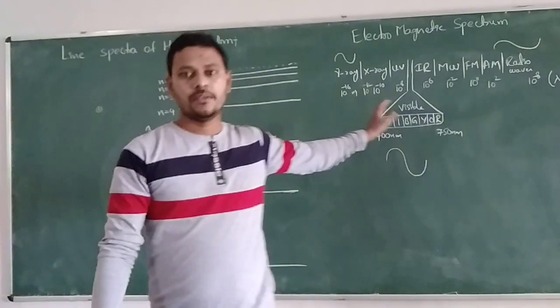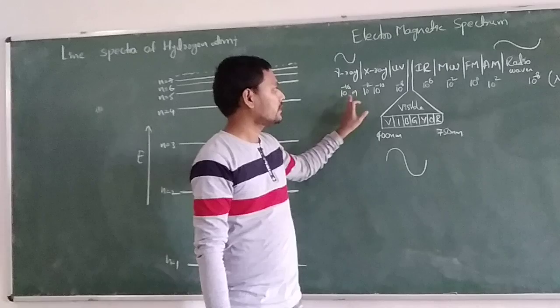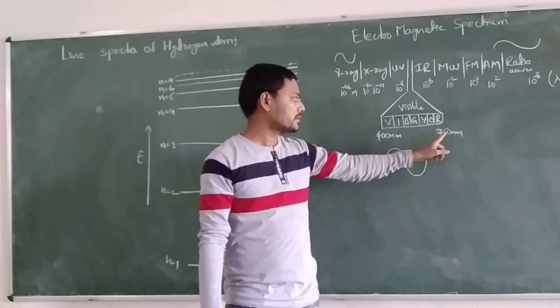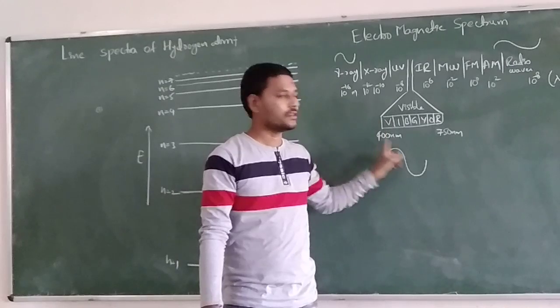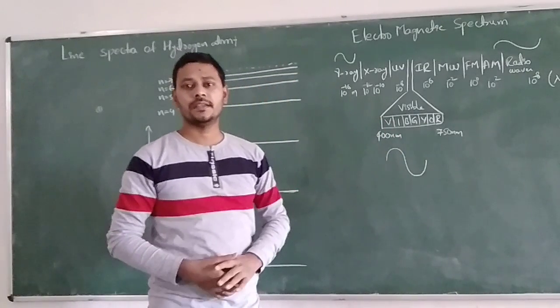See, these are the wavelengths of every radiation. The wavelength here is in meters, and here it is 400 nanometers to 750 nanometers. This is the visible light. We can see these colors, and the remaining ones we cannot see.